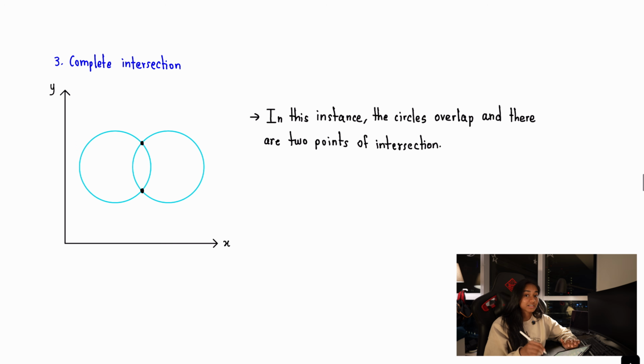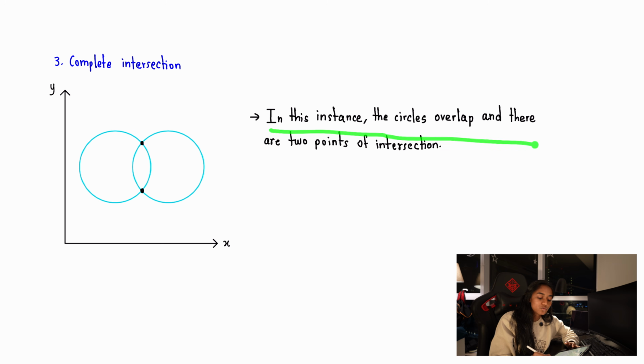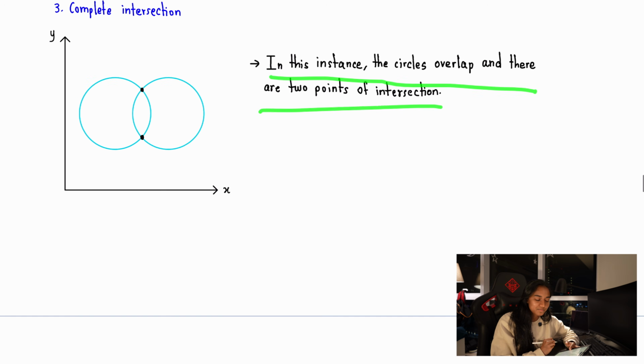And the last one is actually 2 points of intersection. So complete intersection. This is where the circles have 2 points of intersection. So in this instance, the circles overlap and there are 2 points of intersection.